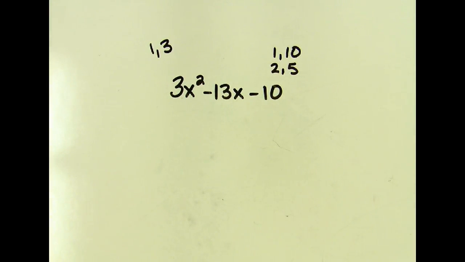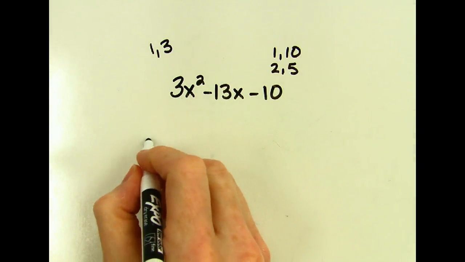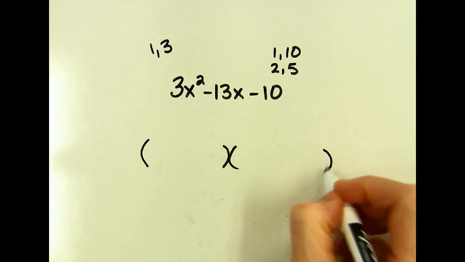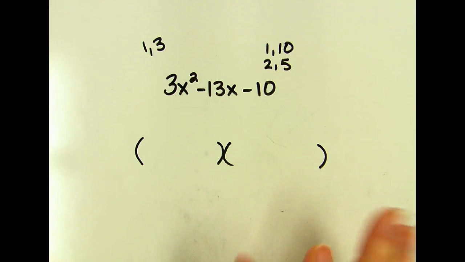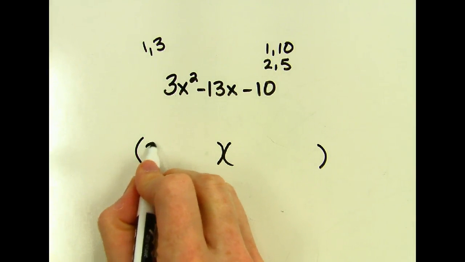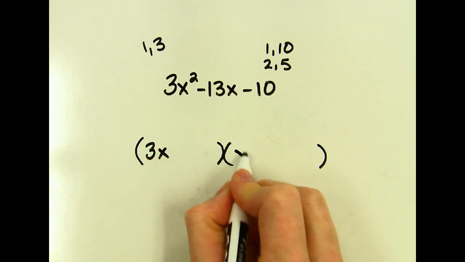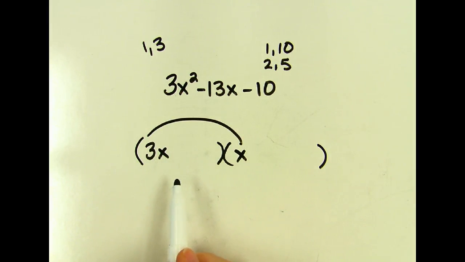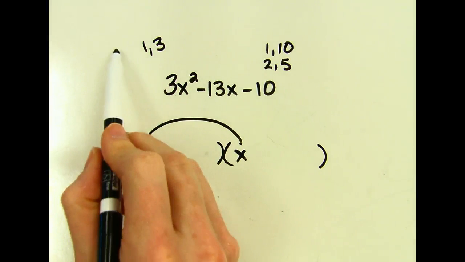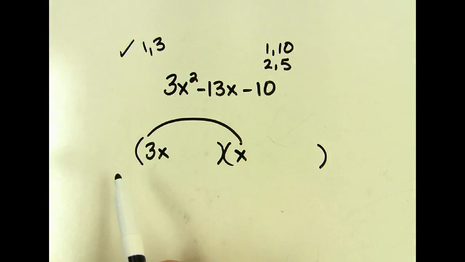I'm going to use a dry erase board because it makes the guessing and checking easier. I am going to draw George. This is where my two binomials go in. Now I have to go through the process of guessing and checking. You just watch the process. I'm going to put a 3x and an x here to give me my 3x squared. That's my only guess for this side, so I know I'm good on those.